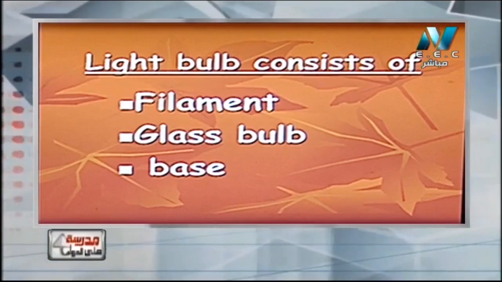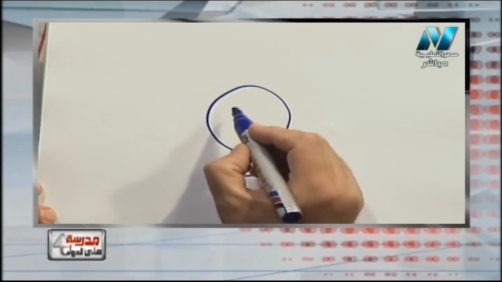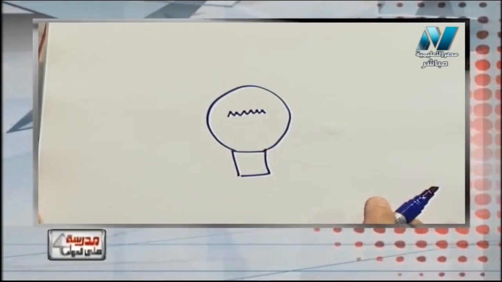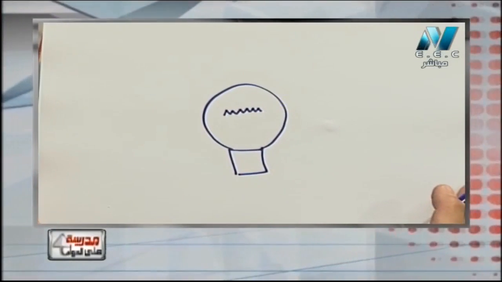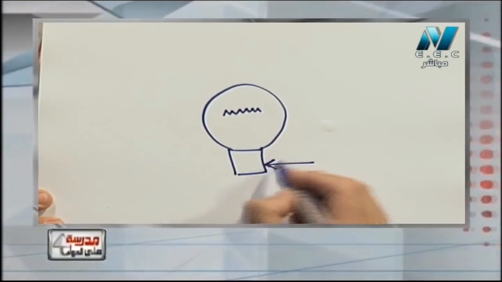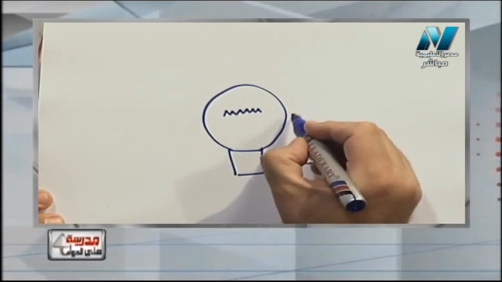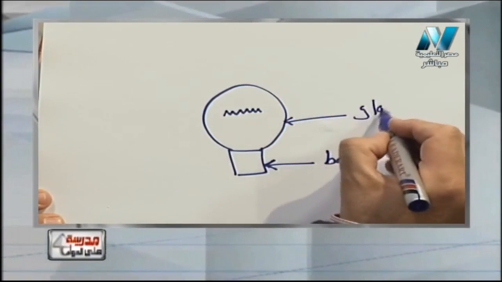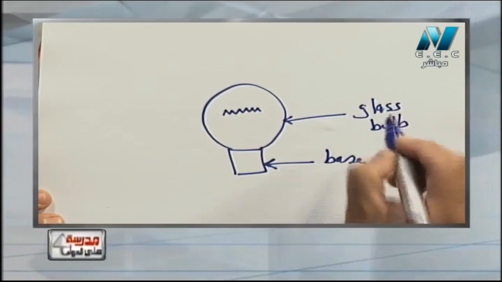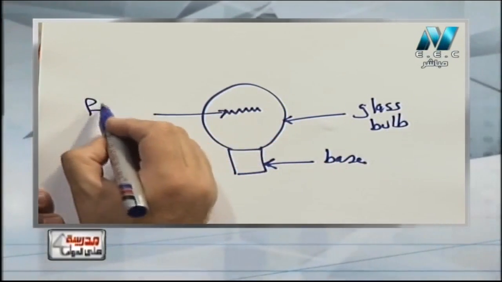So now let me draw, so we know how to label the light bulb structure. I have a base at the bottom. And I have a glass bulb. And also a filament. I have three main components in the light bulb, which I draw in blue: the base, the glass bulb, and the filament.